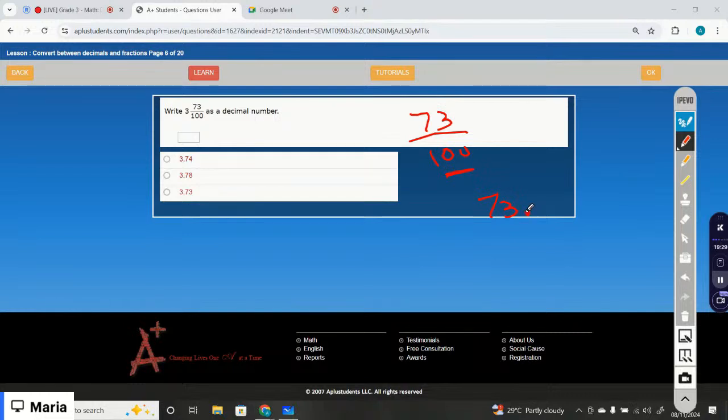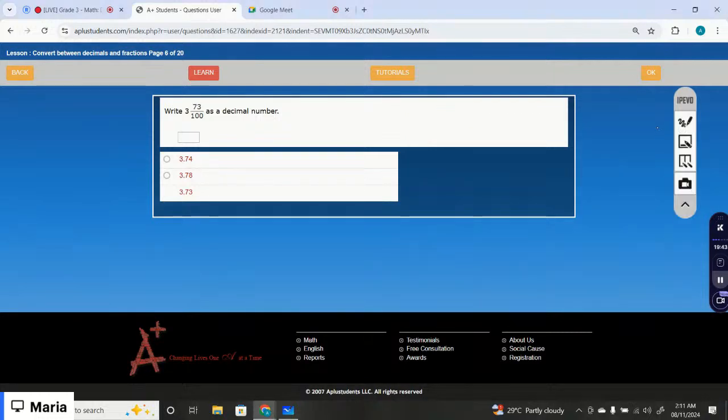You need to move the decimal point two places left, so it will be 0.73, right? And 3 is the whole number, so that would be 3.73. Got it? So the correct option is option number 3, that is 3.73. Got it? Let's do one more so that you can be more clear.